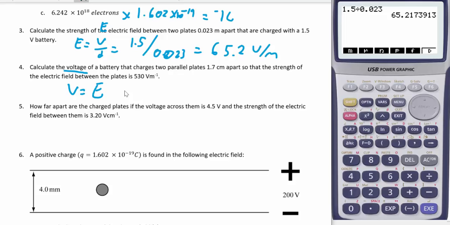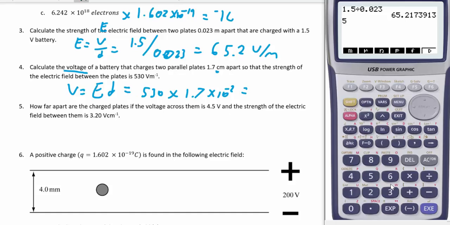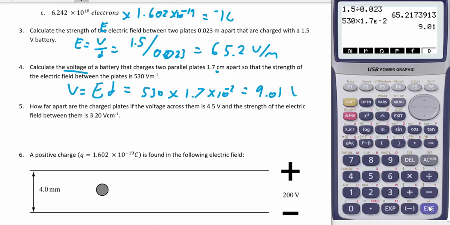Question 4, we're looking for the voltage, so we're going to rearrange this equation so that voltage equals ED, and we're going to multiply those two numbers together so that E is the 530, and the distance is 1.7, and you notice that it says centimeters, which is times 10 to the minus 2. Sorry, you just have to know that there's 100 cents in a dollar, so it's a 100th. And anyway, that gives you 9.01 volts.